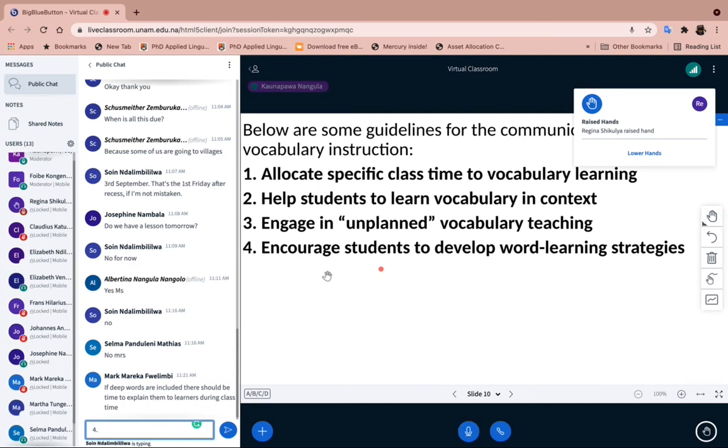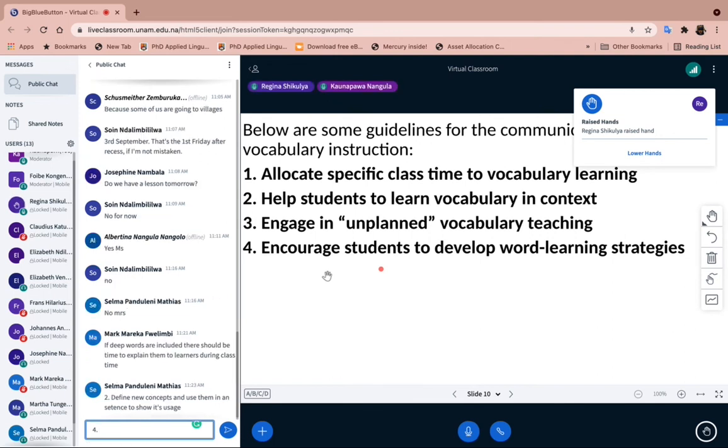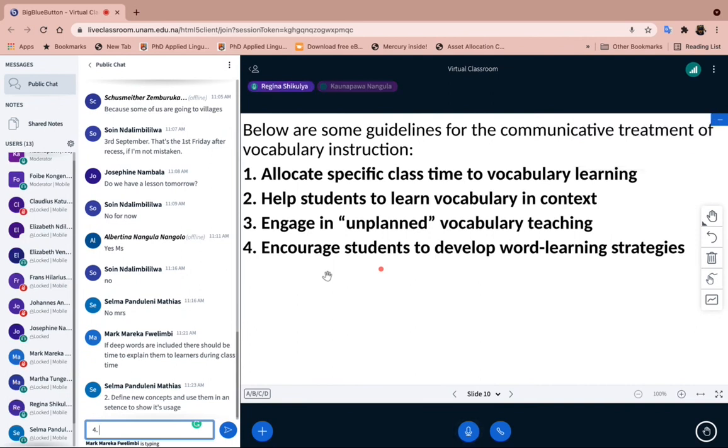Yes, Regina. Just keep writing. Yes, Regina, go ahead, my dear. I think number 2, you have to let the learners know how to use the vocabulary in sentences, or to show their meanings. Okay, in sentences. Okay, thank you very much.